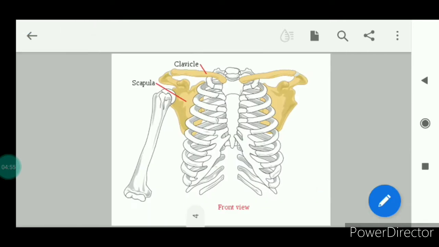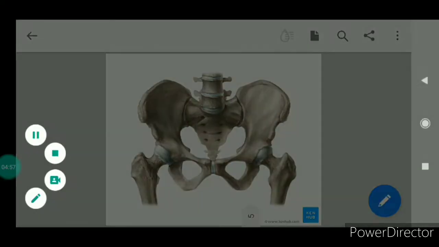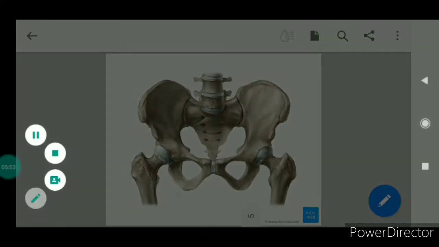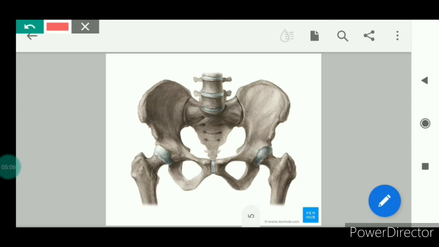Now let's see the pelvic girdle. This is the pelvic girdle. It consists of pelvic bones. This is the area where you sit. It provides the attachment for the legs. Here there is the cavity where the legs attach to this pelvic girdle.